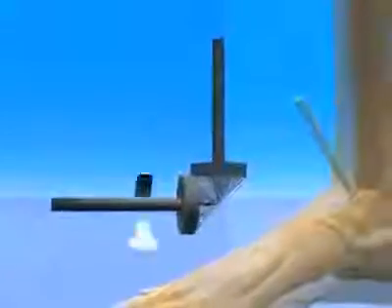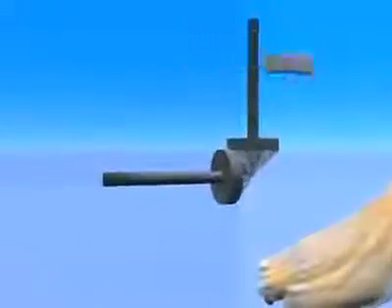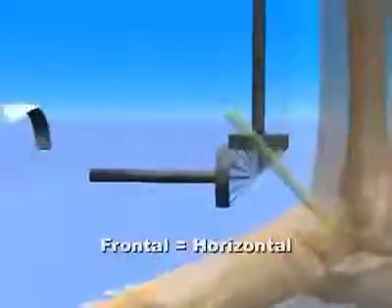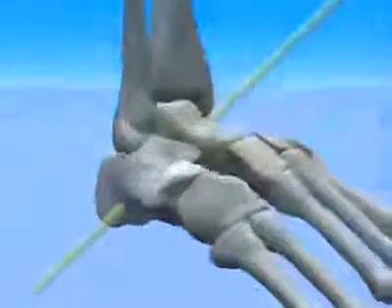This relationship has been compared to a mitered hinge, which is a hinge at 45 degrees that acts as a torque converter and takes rotational forces of the frontal or vertical segment and produces equal rotation of the horizontal segment. Clinically, because of this 1-to-1 ratio, we can consider the frontal and horizontal axis and motion one and the same.